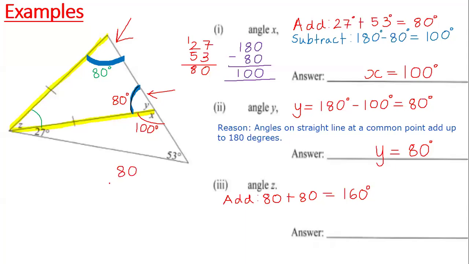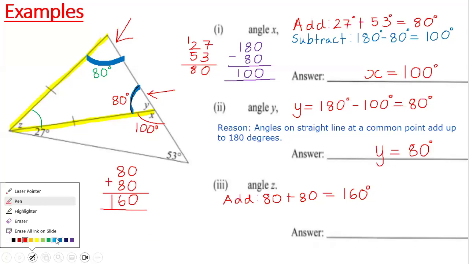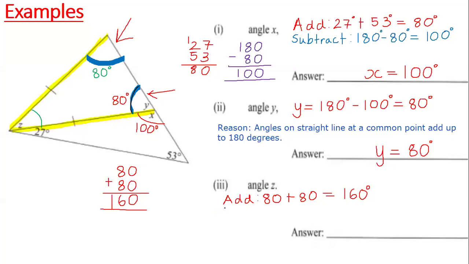80 plus 80. So 0 plus 0 is what? 0. 8 plus 8 is? 16. Good. So we have 160. And then we're gonna what? Subtract 180, subtract 160. Very good. And that will equal 20.